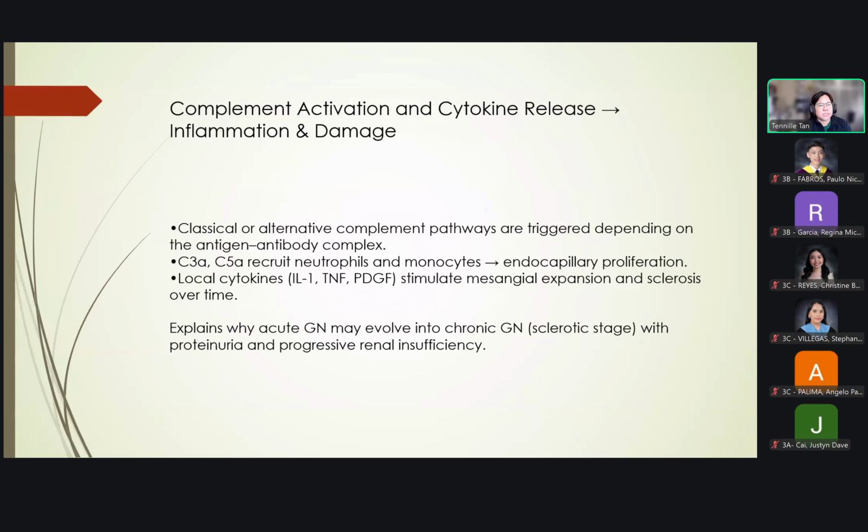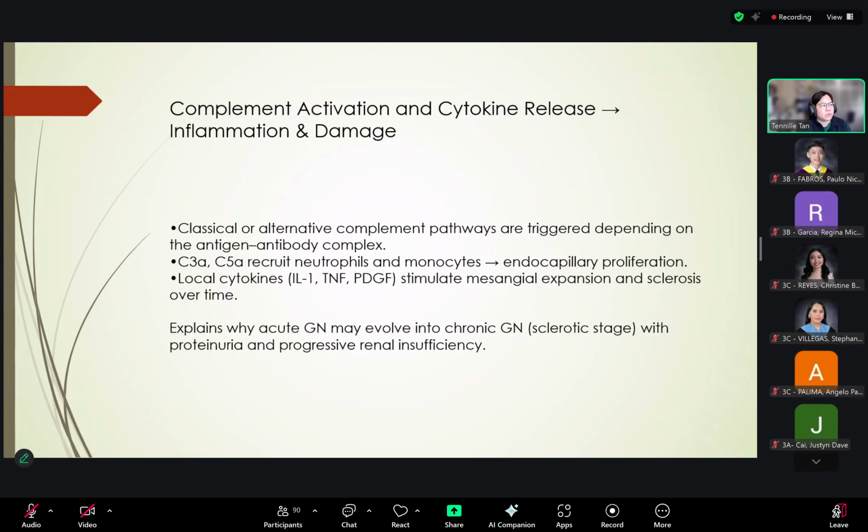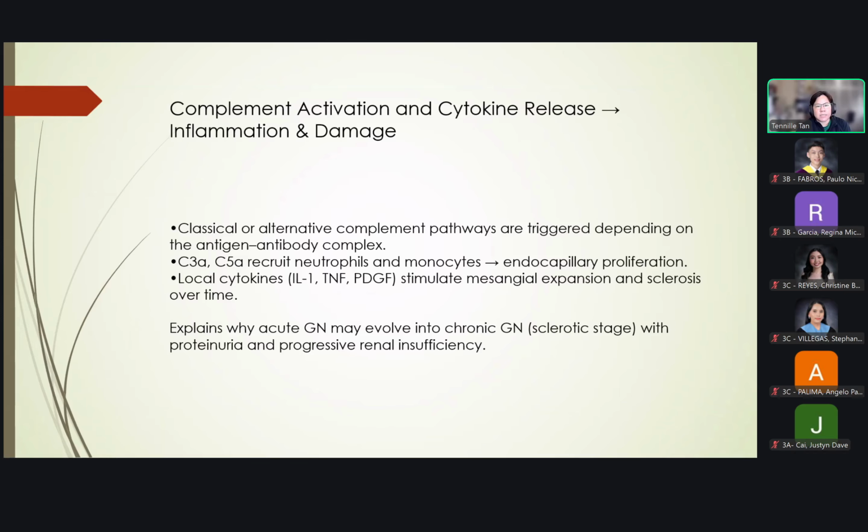So the third is complement activation and cytokine release. This leads to inflammation and damage of your glomerulus. You can have the classic or alternative complement pathways. They can be triggered depending on the antigen-antibody complexes. So C3a or C5a will recruit neutrophils and monocytes, and they lead to endocapillary proliferation.